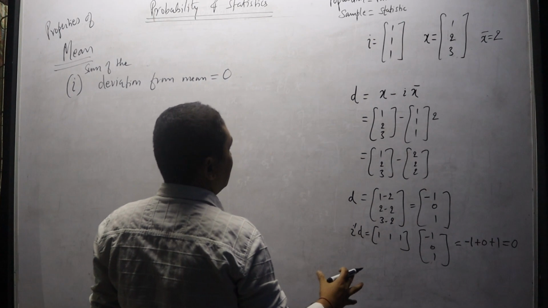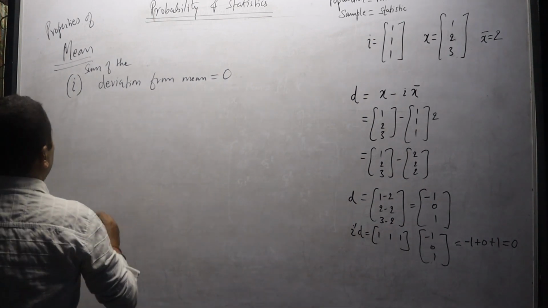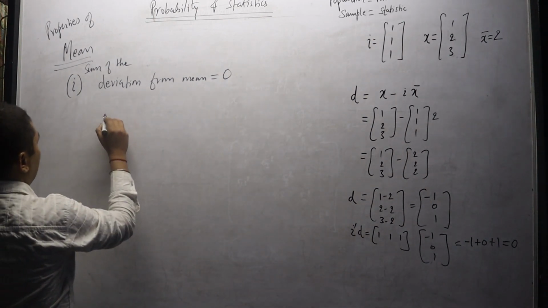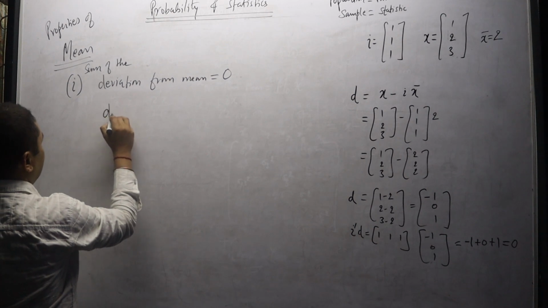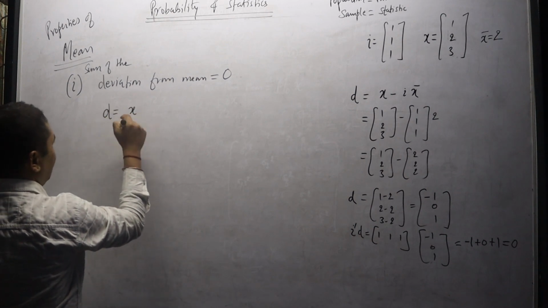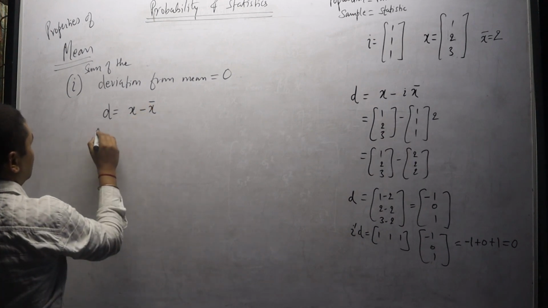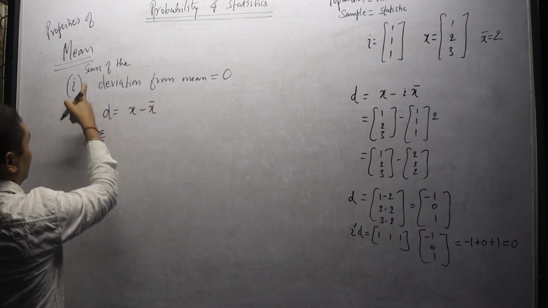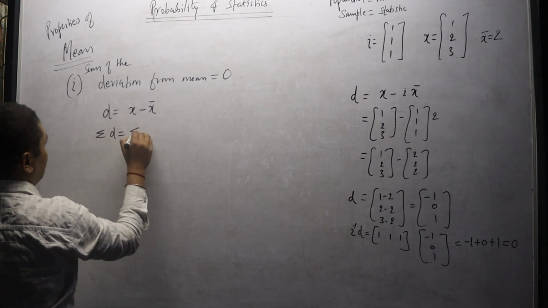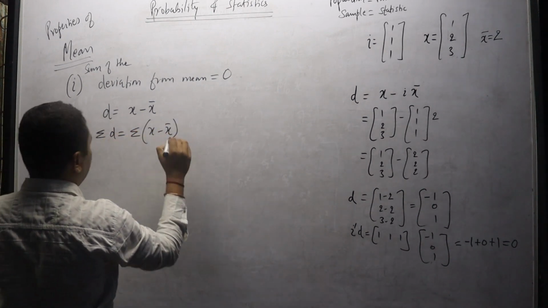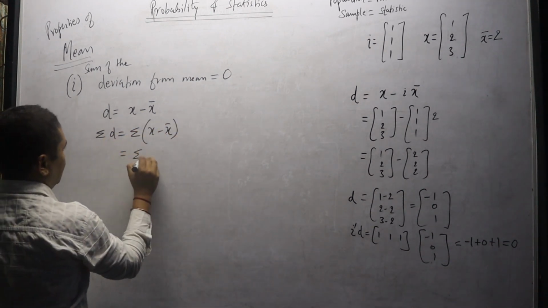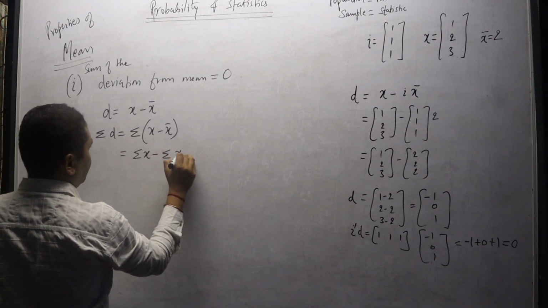Now we are going to prove this theoretically. For the general notation, we know the deviation from mean is equal to x, the elements or every observation in x minus x bar, and we are going to use the summation. This is what we mean by the sum of the deviation. This is equal to summation of x minus x bar, and let us operate it. This is summation x minus summation of x bar.